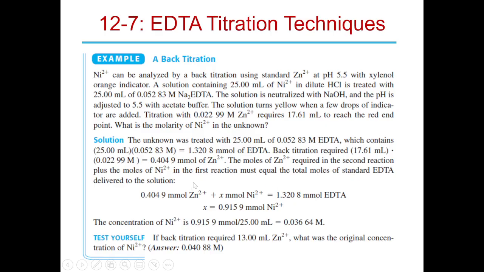So what we do is we set this up. The millimoles of zinc 2+ plus whatever millimoles of nickel, which we don't know, that's what we're trying to find, equals the millimoles of EDTA. That's a straight up back titration calculation. Whatever remains, that's what we have. So we just do the math, we subtract that off, we get 0.9159 millimoles of nickel. And because we have these all in milliliters, we can just divide that by the milliliters and we get the molarity. And that's it. Anybody have any questions?